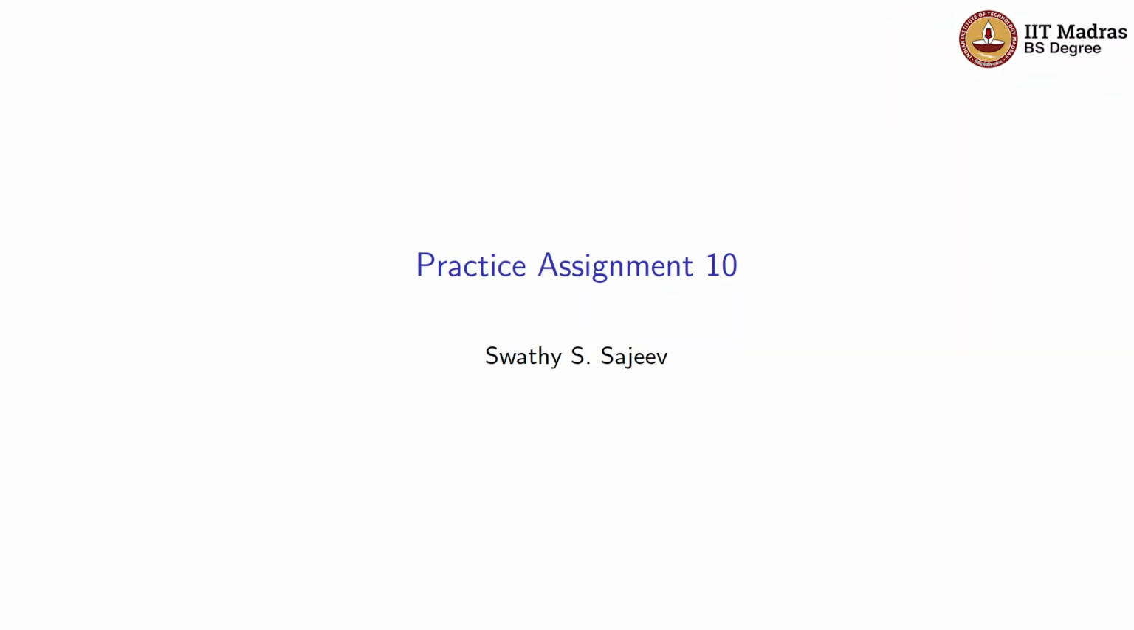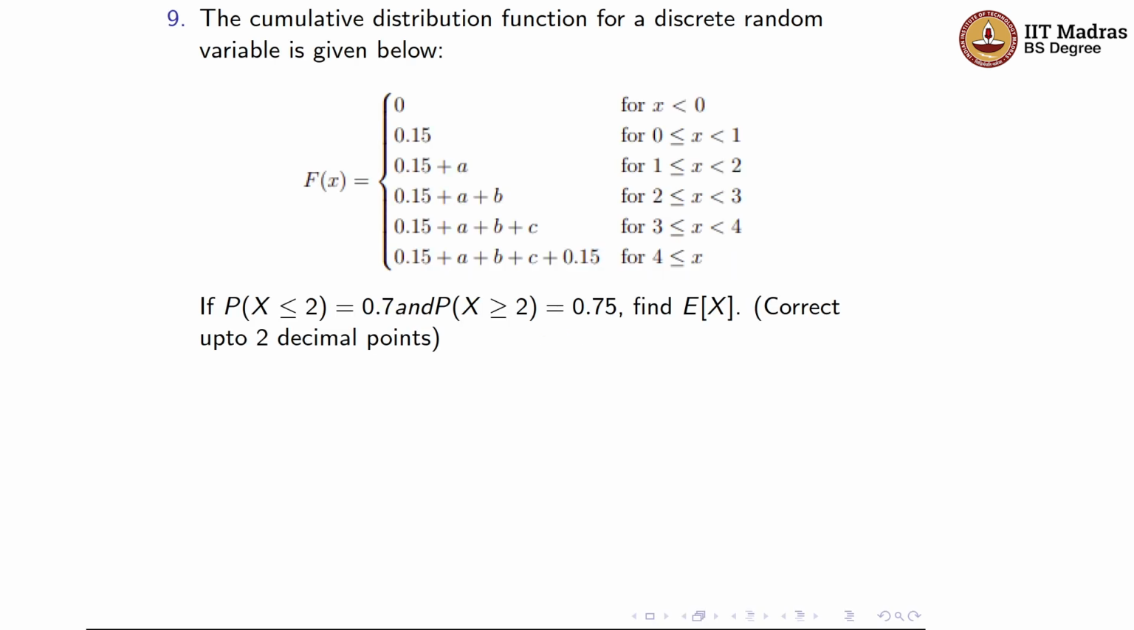Everyone, today we are going to solve practice assignment 10. Next question. The cumulative distribution function for a discrete random variable is given. If the probability of x less than or equal to 2 is 0.7 and the probability of x greater than or equal to 2 is 0.75, find the expectation of x.